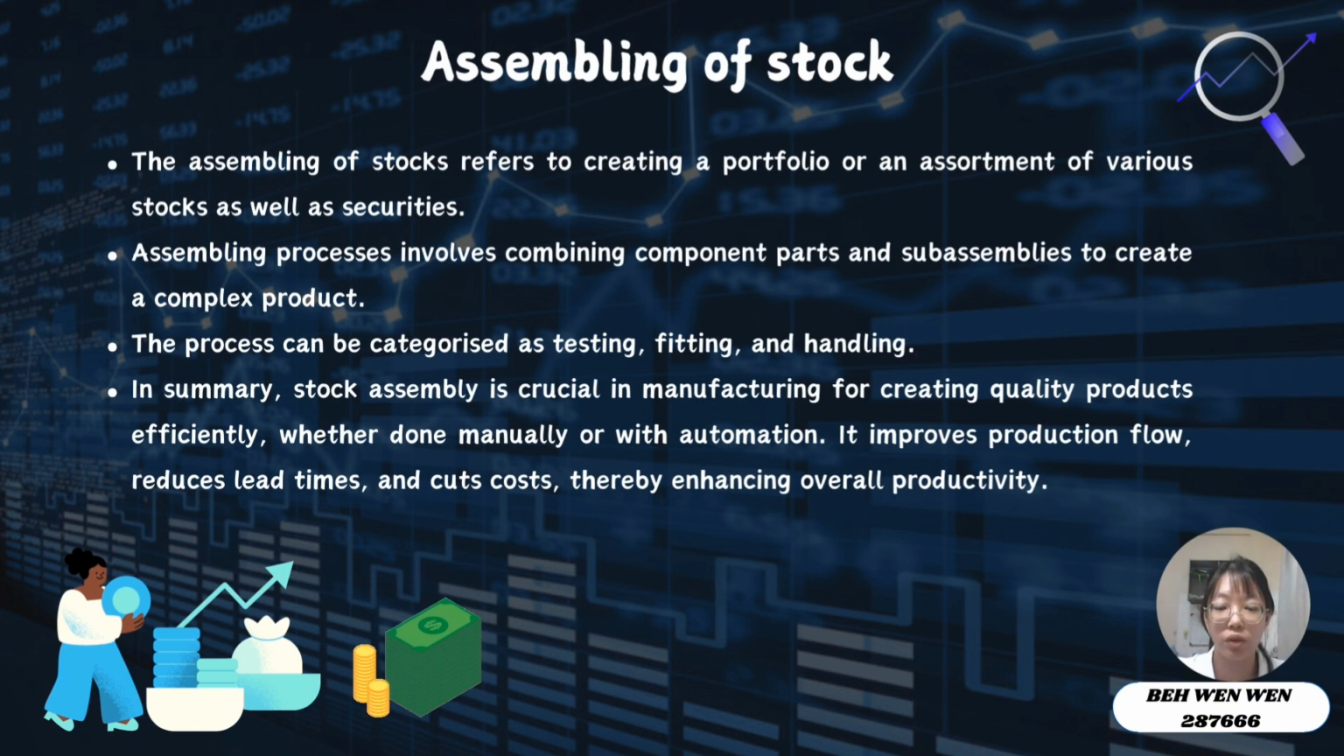Next, 1.2 assembling of stock. The assembling of stock refers to creating a portfolio or an assortment of various stocks as well as securities. The assembling process involves combining component parts to create a complex product. The process can be categorized as testing, fitting, and handling. In summary, assembly is crucial in manufacturing for creating quality products efficiently, whether done manually or with automation. It improves product flow, reduces lead time, and cuts costs, thereby enhancing overall productivity.